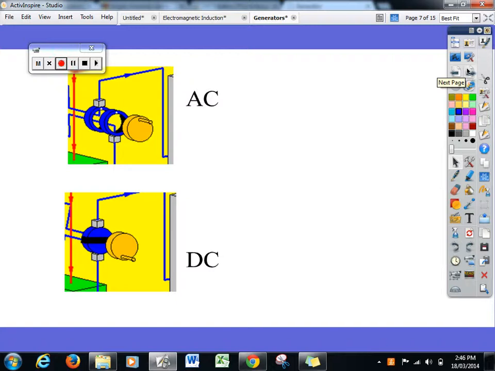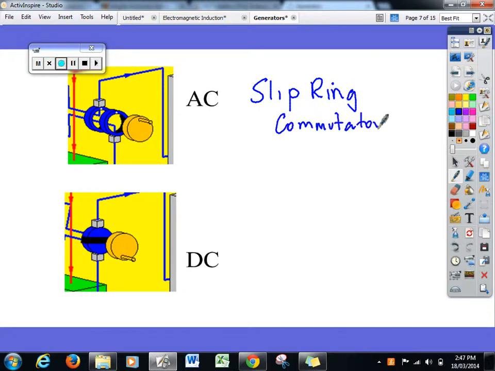The two commutators for the AC, and once I say this, you're going to get them mixed up. Okay, so the AC are called the slip ring commutators. And the other one are called the split ring. Why would they do this? Very good question. Because they don't really translate from the other languages that they're coming from.